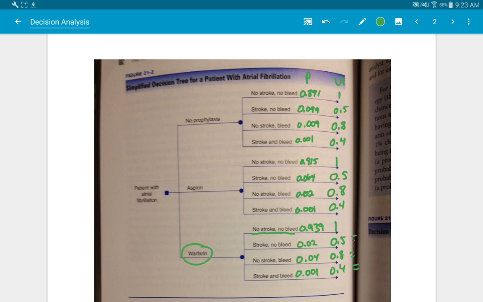So here's what we need to do. We're going to do something kind of odd. We're going to take the utility and multiply it by the probability. Okay? And then not only that, but we're going to do that for each one of these, and then we're going to take whole options, in other words, all of the prophylactics, and we're going to add up that number. Okay? And then the same thing for the aspirin and the warfarin.